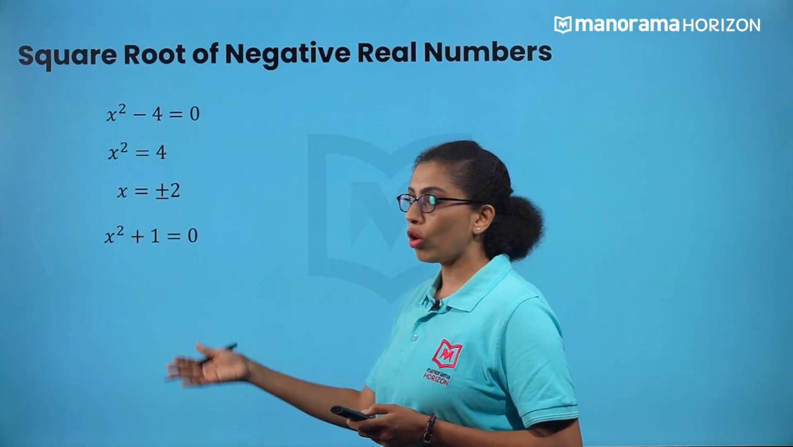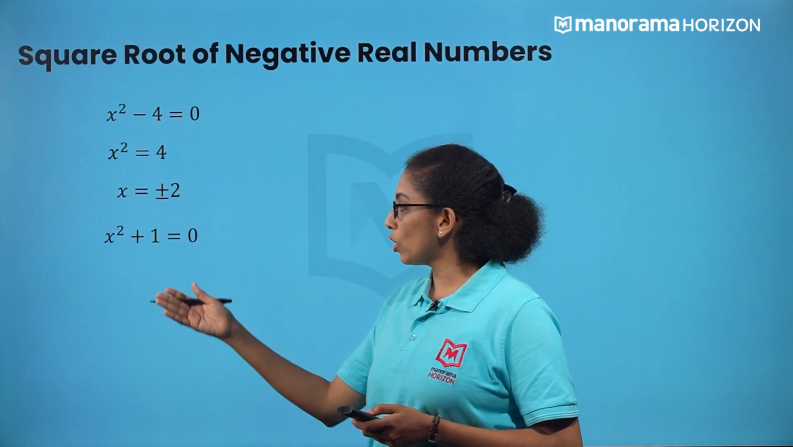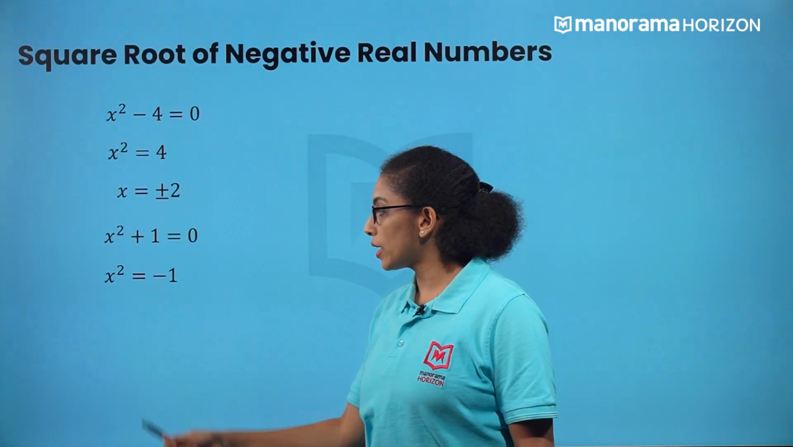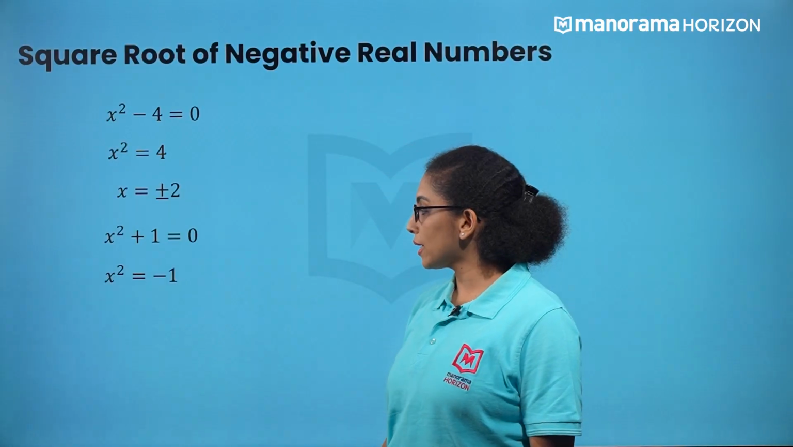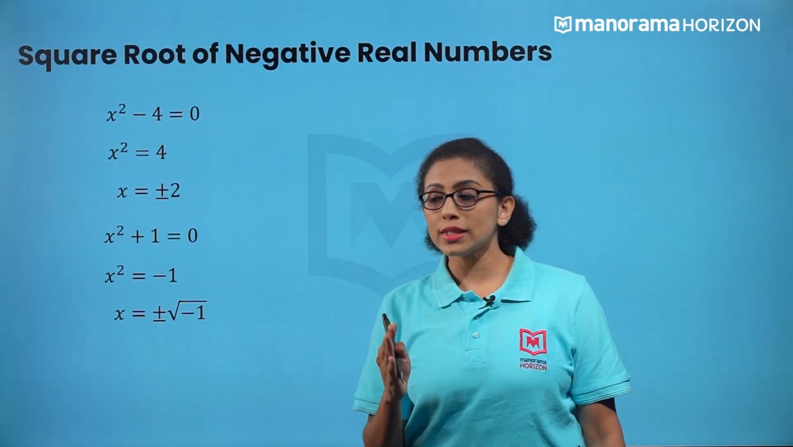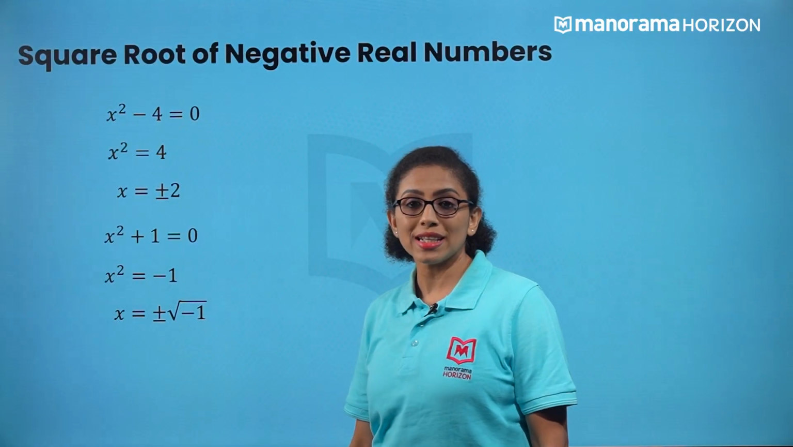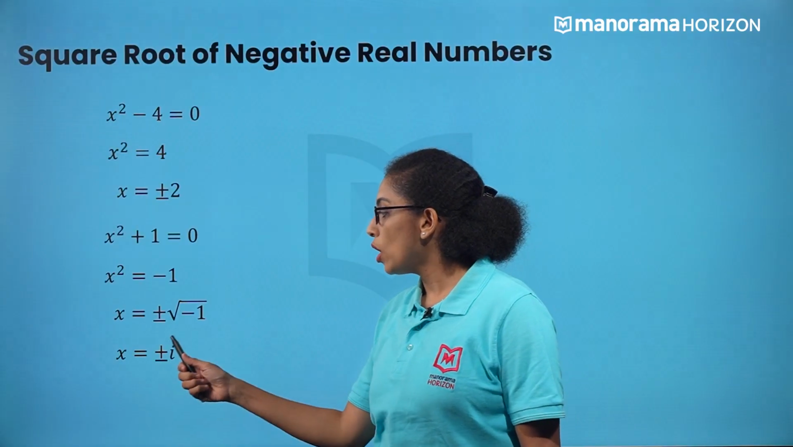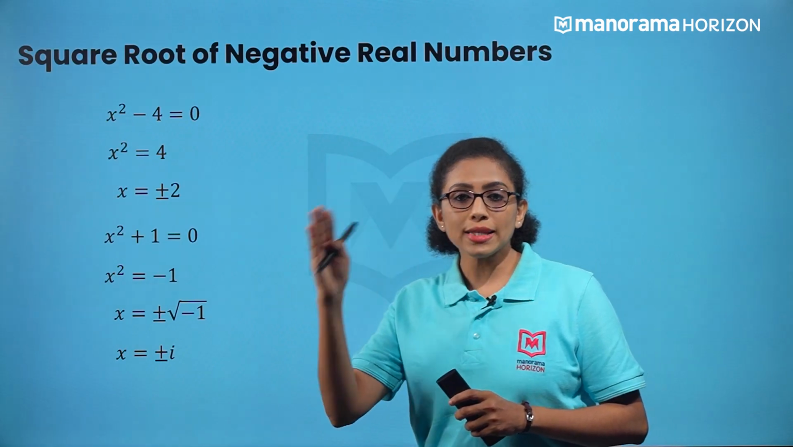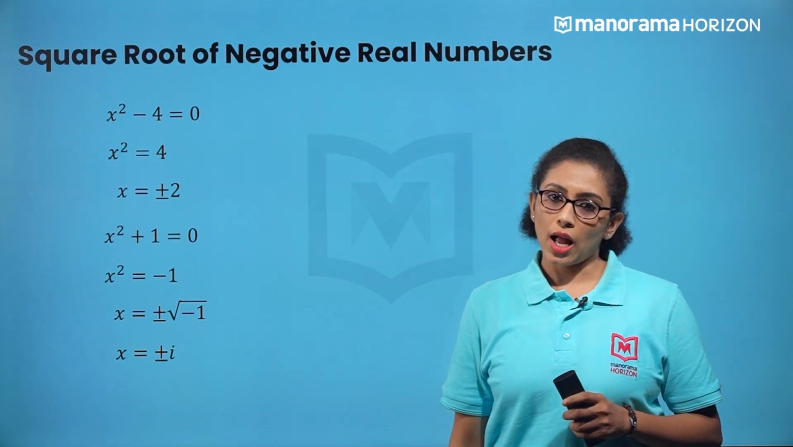Similarly, let's check for the negative real number. We have the equation x square plus 1 is equal to 0. Taking 1 to the other side, we get x square is equal to minus 1. Now what will be x? X is equal to plus or minus root of minus 1. And what is actually root of minus 1? That is i. So we get x is equal to plus or minus i. That means it has two solutions, plus i and minus i.